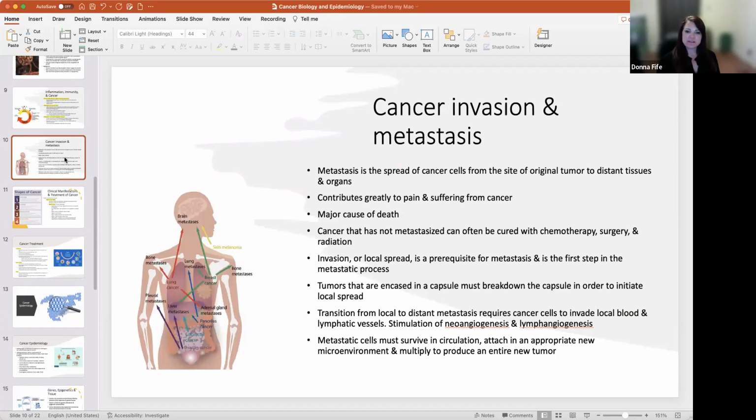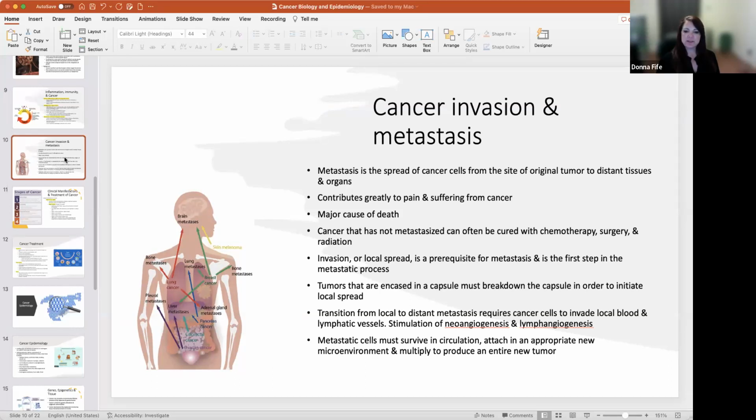Cancer invasion and metastasis. Metastasis is the spread of the cancer cells from the site of the original tumor to distant tissues and organs. Metastasis contributes greatly to the pain and suffering that patients have from cancer, and it's a major cause of death. Cancer that has not metastasized can often be cured with chemotherapy, surgery, and radiation, usually a combination of those. Invasion or local spread is a prerequisite for metastasis, and it's the first step in the metastatic process. Tumors that are encased in a capsule must break down the capsule in order to initiate a local spread.